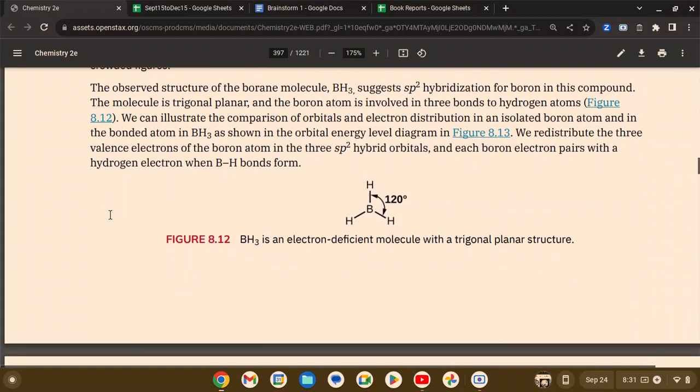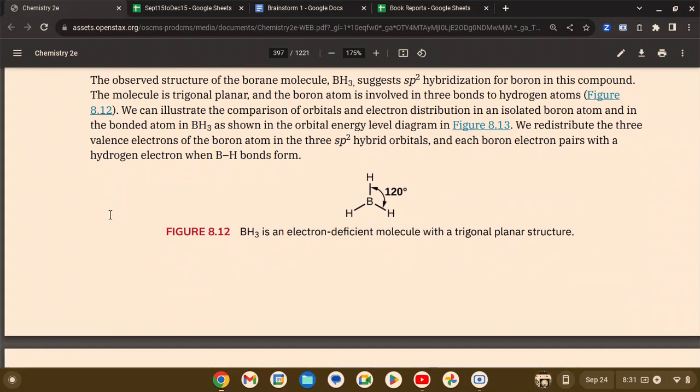The observed structure of the borane molecule BH3 suggests sp2 hybridization for boron in this compound. The molecule is trigonal planar, and the boron atom is involved in three bonds to hydrogen atoms.